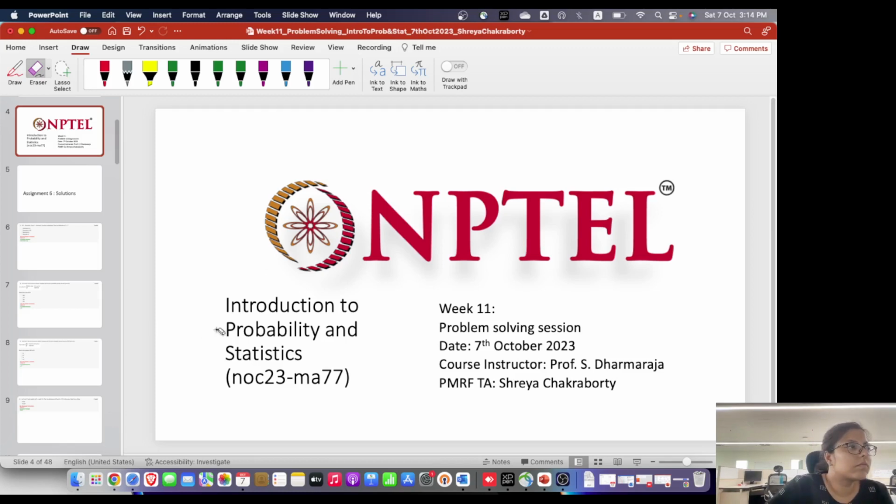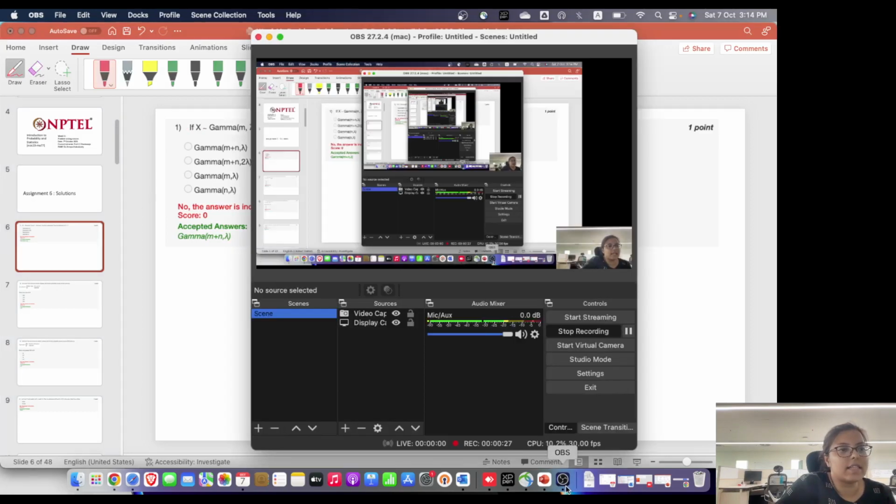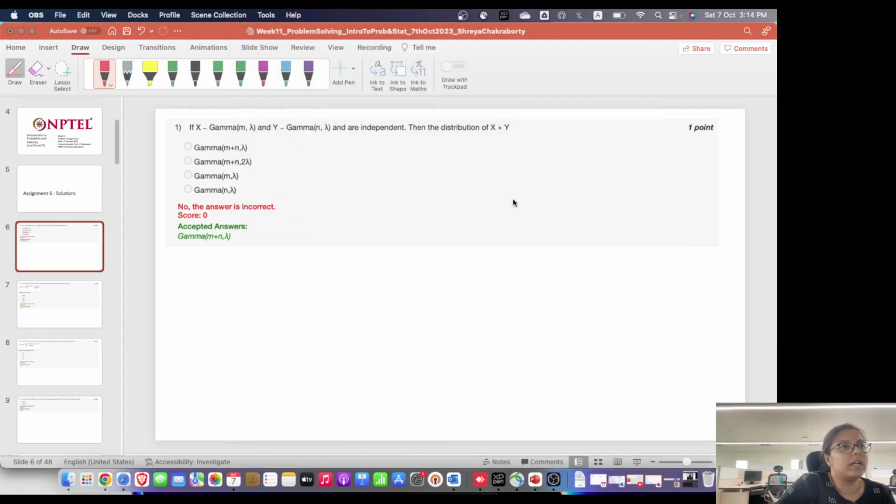So let's get started. The first question is: x follows a gamma(m, lambda), y follows a gamma(n, lambda), and x and y are independent. Then what will be the distribution of x plus y?